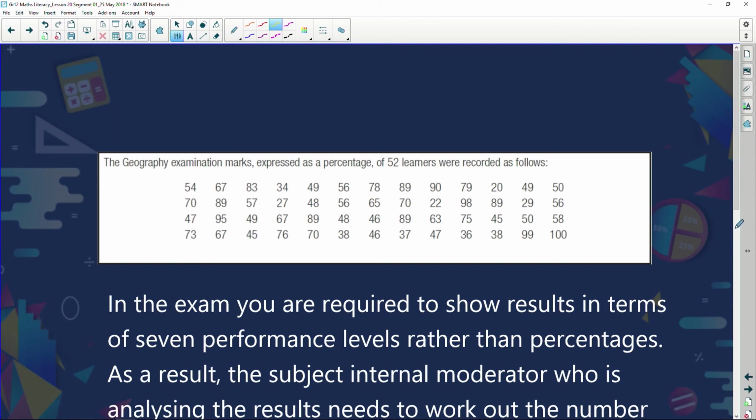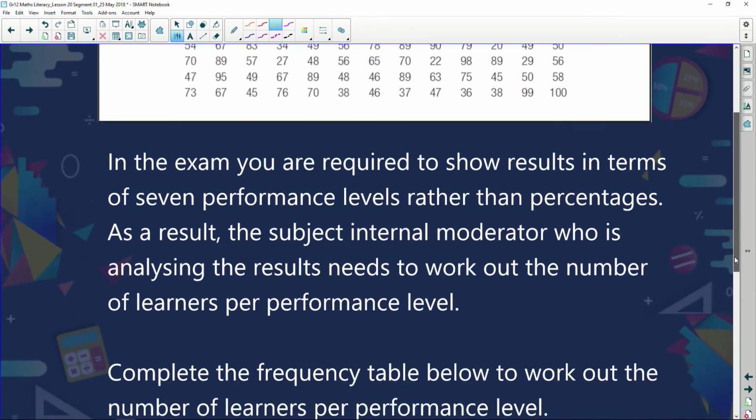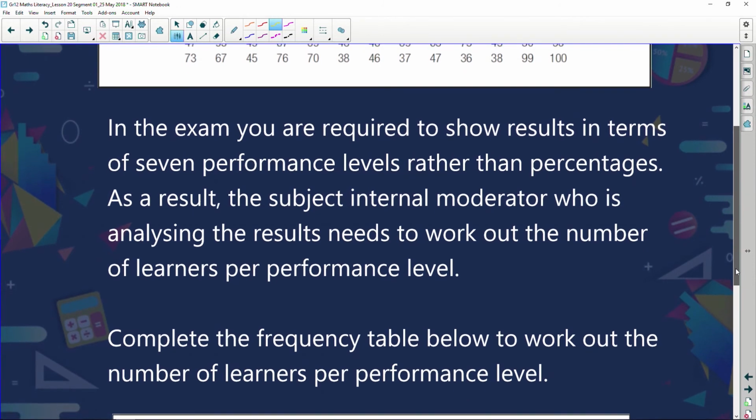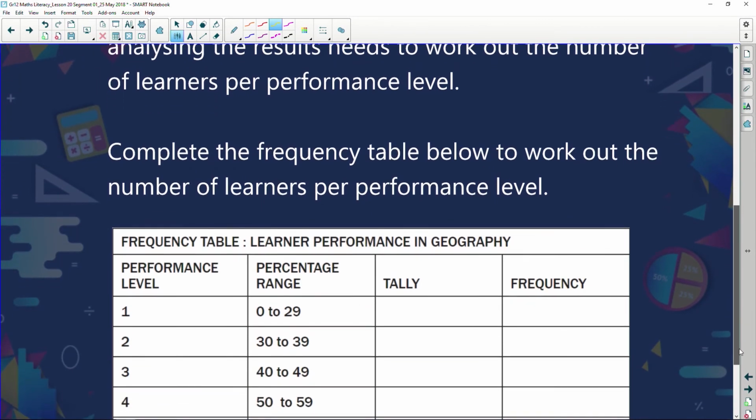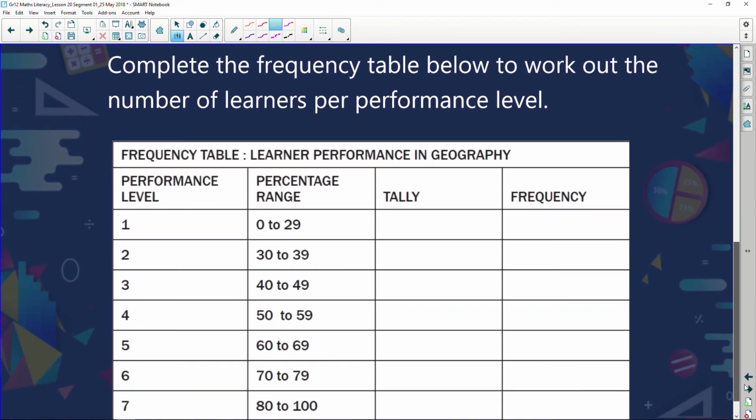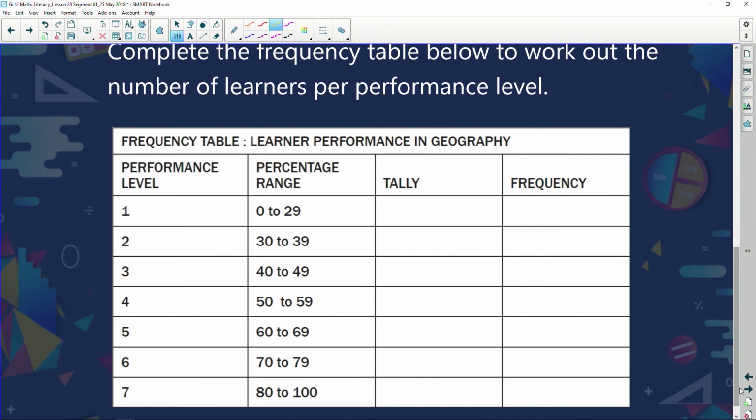As a result, the subject internal moderator who is analyzing the results needs to work out the number of learners per performance level. Complete the frequency table to work out the number of learners per performance level. So there we have it: levels 1 all the way to level 7, with level 7 being 80 and above. Now we're going to look at the marks and see how many there actually are. We're not going to do all of them because there are a lot of marks, and I just want to teach you the basic method of it.